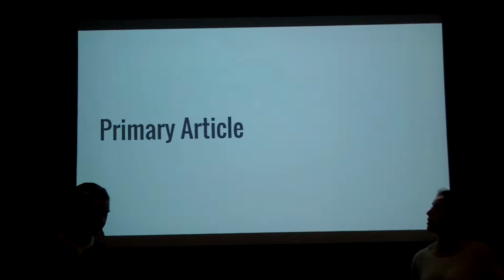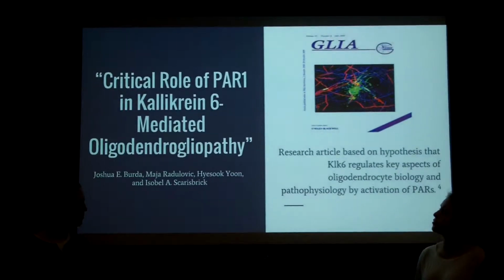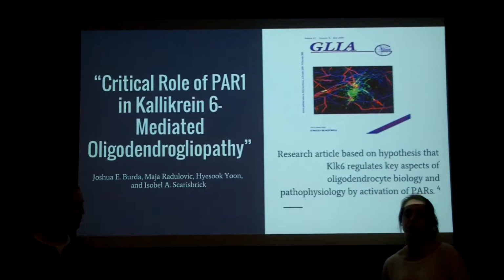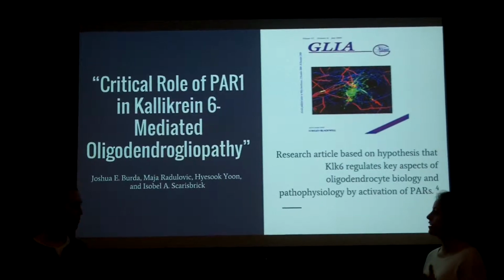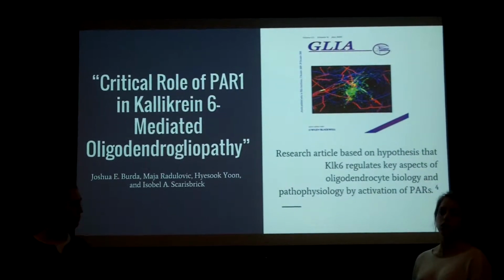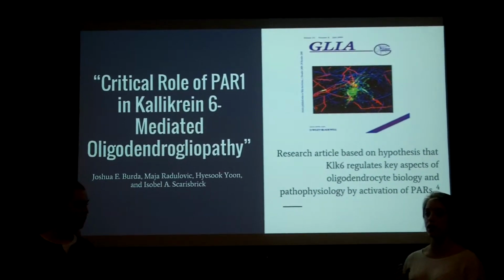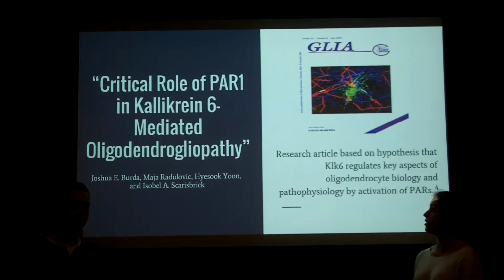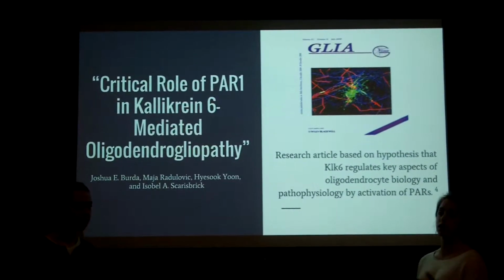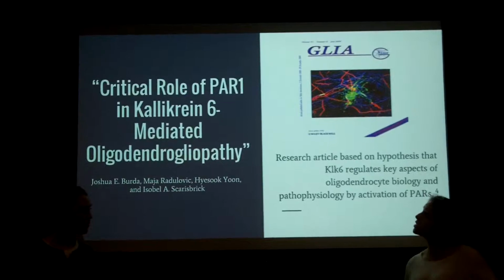Now we're going to discuss our primary article, which is called The Critical Role of PAR1 in Kallikrein 6 Mediated Oligodendropathy. In this article, they were testing the hypothesis that Kallikrein 6 could regulate oligodendrocyte pathophysiology and biology by activating its various PAR receptors. It was published in GLIA.